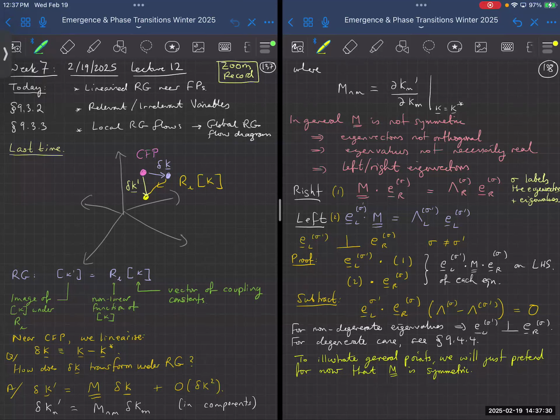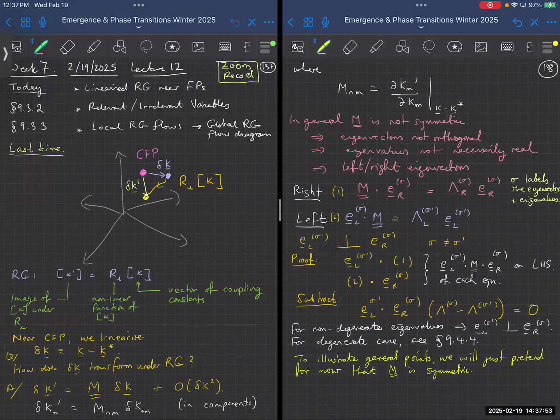So I'm going to show you now that the left eigenvectors are orthogonal to the right eigenvectors. And how do we do that? Well, take equations 1 and 2 in the middle of the page, the right and the left one. Take the one equation and multiply it on the left by E left, sigma prime.